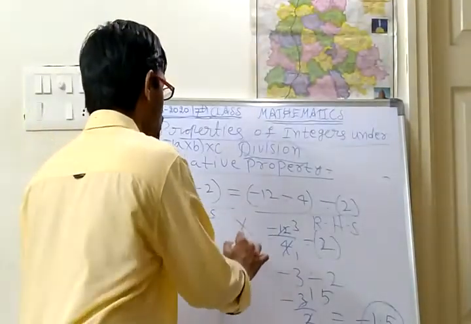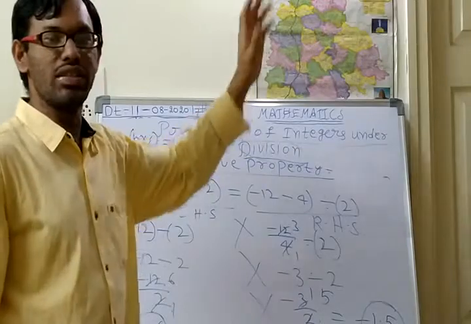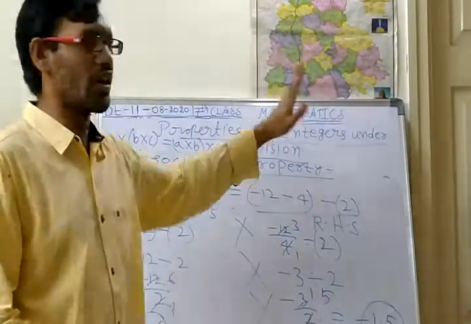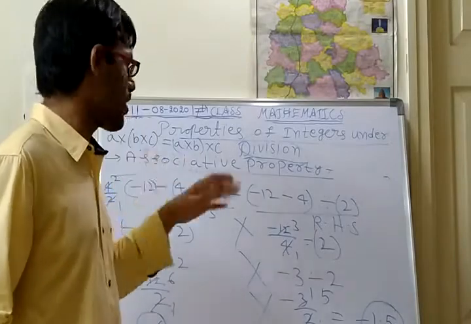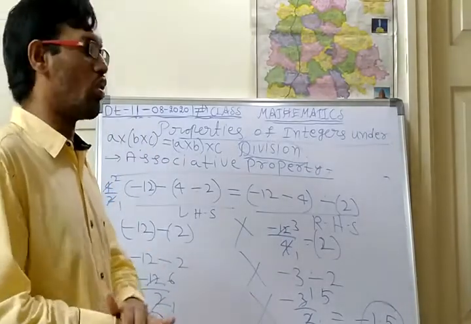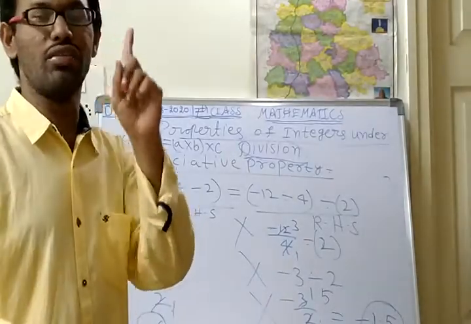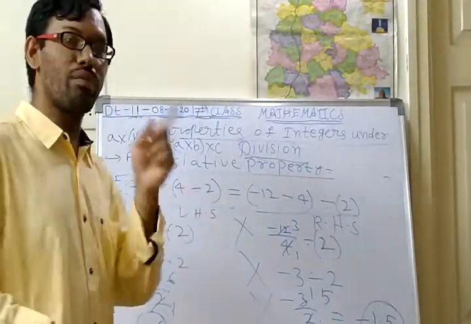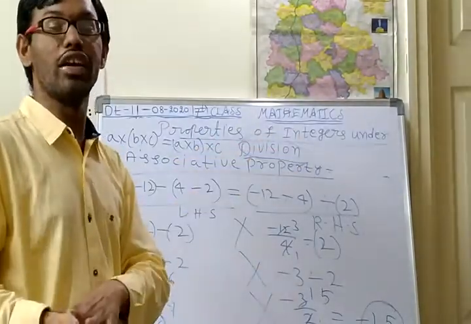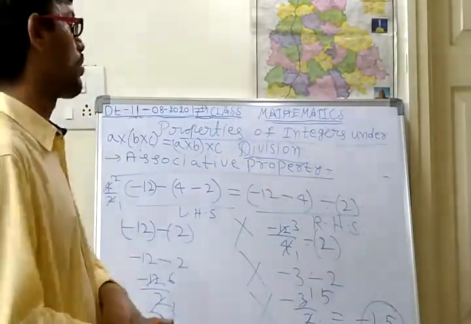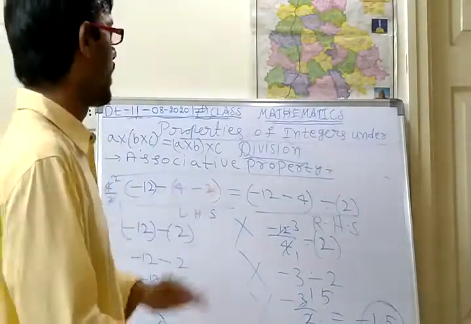So the associative property also does not satisfy under division. Under properties of integers under division, every property is not satisfying. So what are the only two properties satisfying? Division by 1 and division by 0, on the condition that the denominator a should not be equal to 0. Those are the only two properties which are satisfying under division.